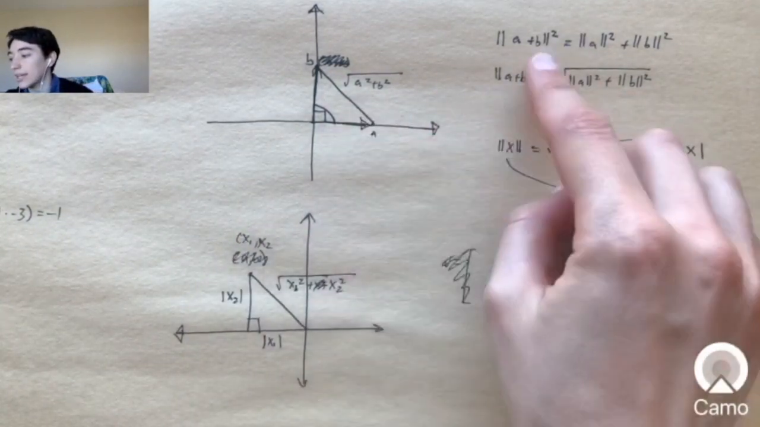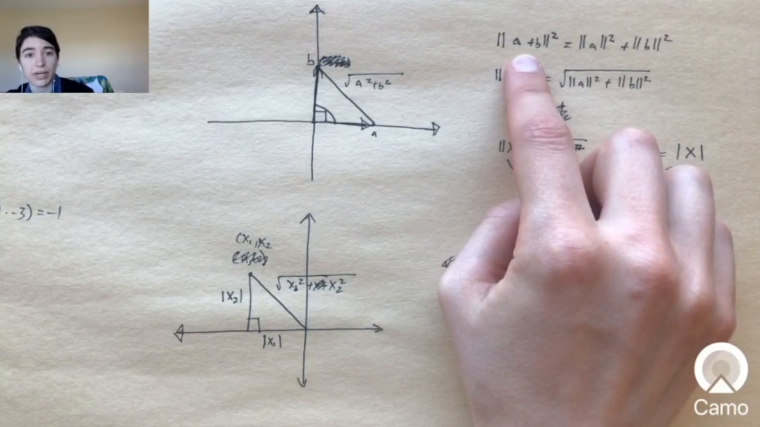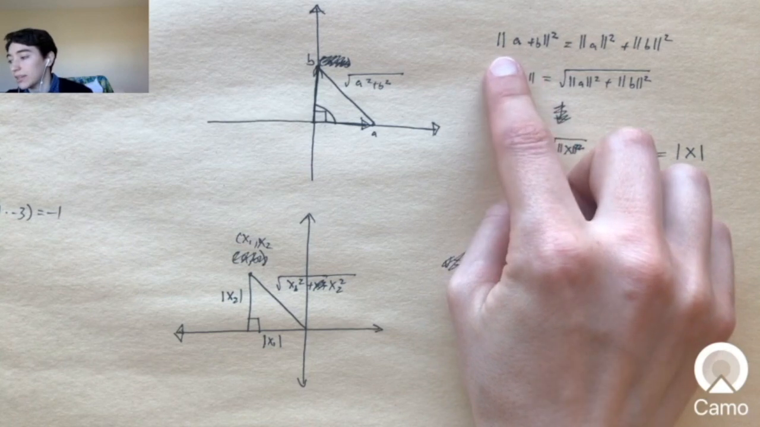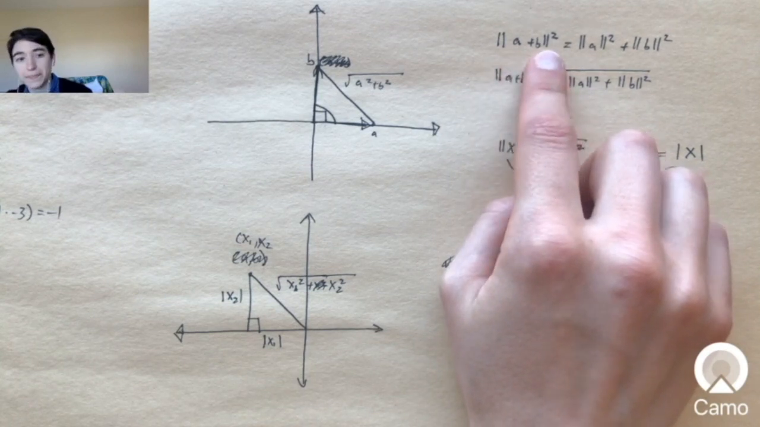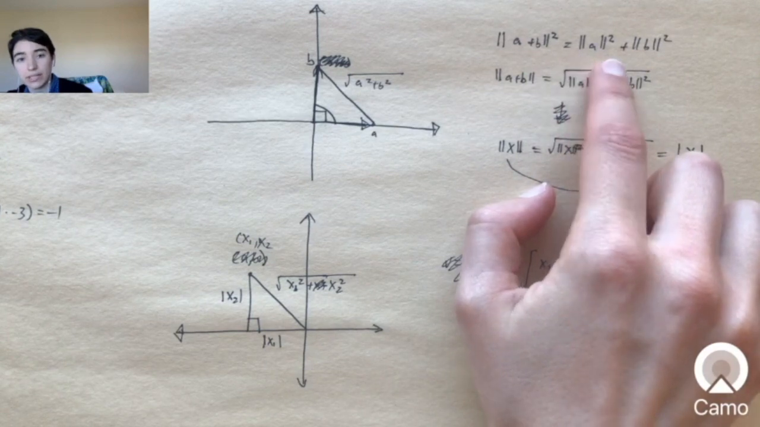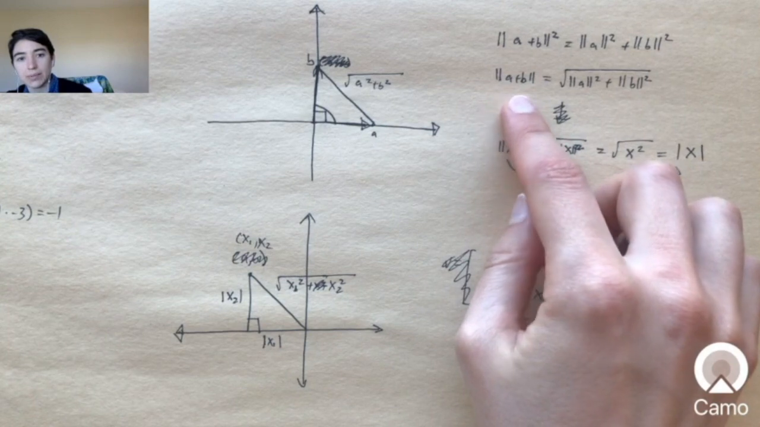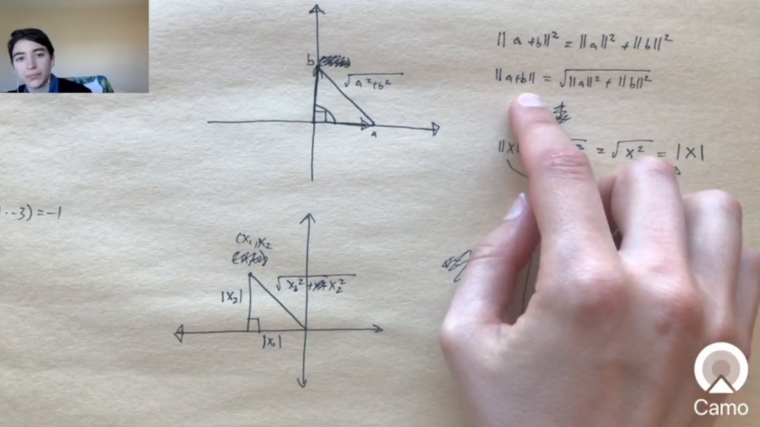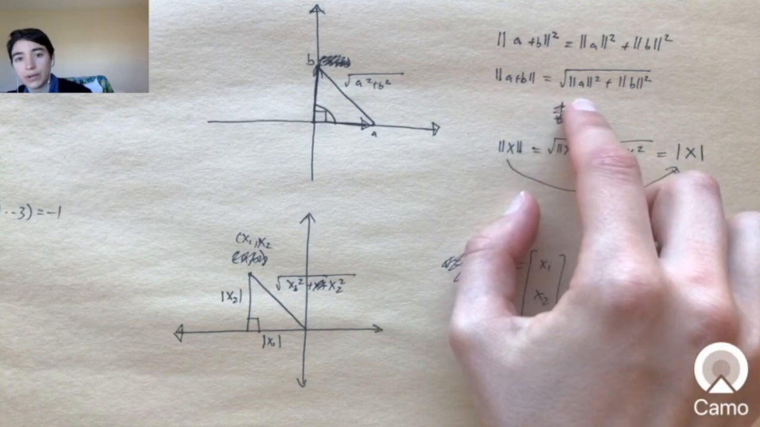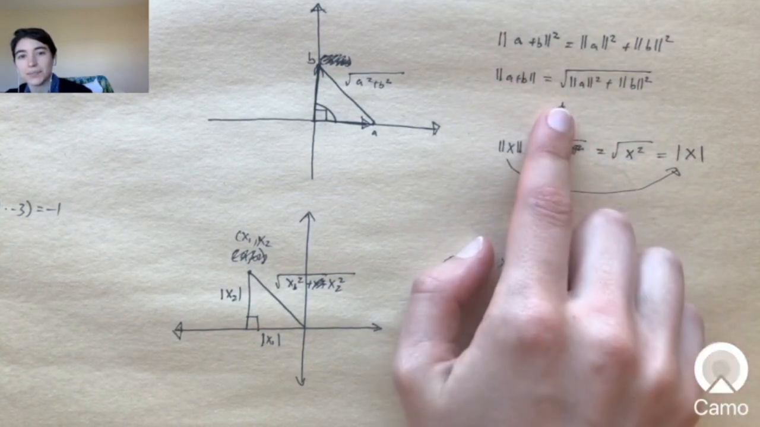Then the length, or the magnitude, or the norm of the hypotenuse is given by the magnitude of a plus b squared, which is equal to the magnitude of a squared plus the magnitude of b squared. So the magnitude of a plus b is equal to the square root of the magnitude of a squared plus the magnitude of b squared. We just took the square root of both sides.